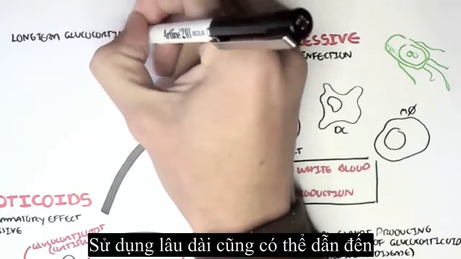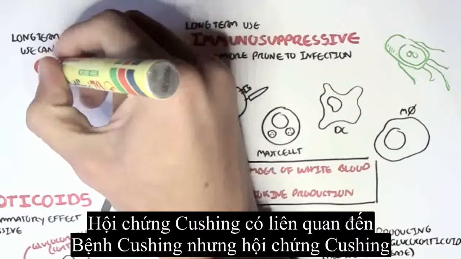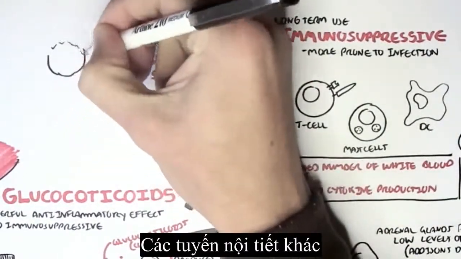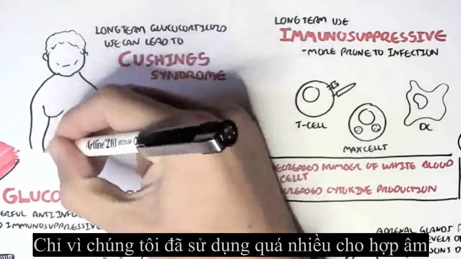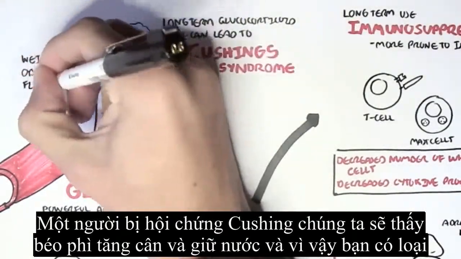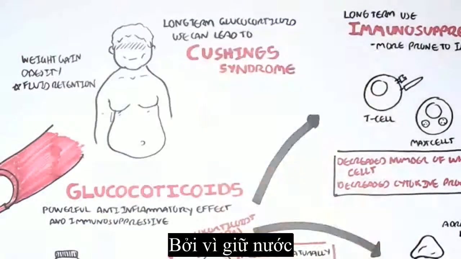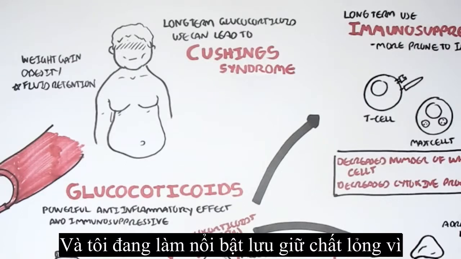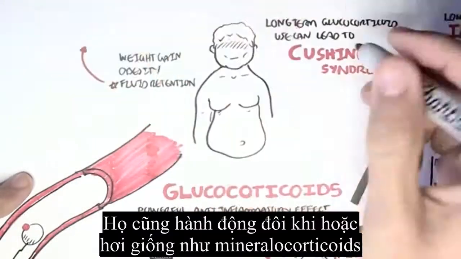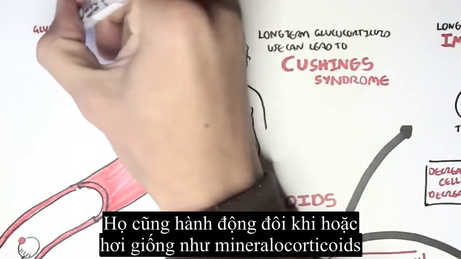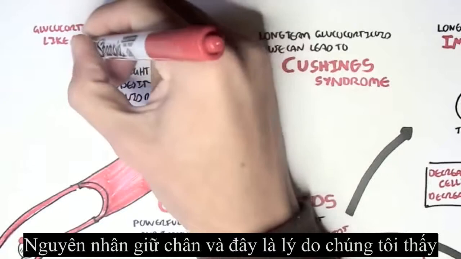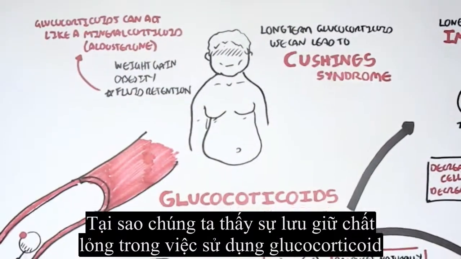Long-term use can also lead to Cushing's syndrome, which is related to Cushing's disease. However, Cushing's syndrome is unrelated to the other endocrine glands. It's just because we use too much glucocorticoids. A person suffering from Cushing's syndrome, we would see weight gain, obesity, and fluid retention. And so you have this sort of big gut because of the fluid retention. And I'm highlighting fluid retention because the synthetically made glucocorticoids, such as hydrocortisone and prednisone, also act sometimes or slightly like mineralocorticoids. An example of a mineralocorticoid is aldosterone, and aldosterone causes fluid retention, and this is why we see fluid retention in the use of glucocorticoids.